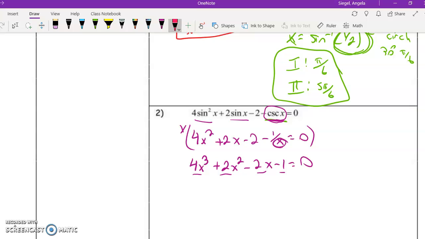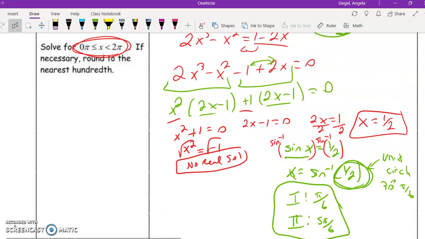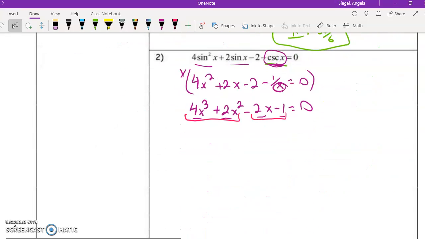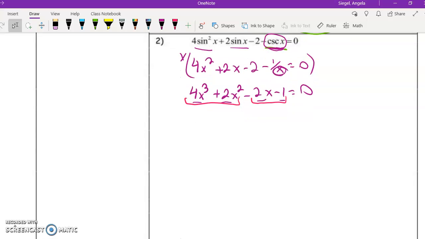Okay, so we're still going to do the factor by grouping. I think I'm going to turn you loose because this one is the same as the one up here. See if you can follow my steps up here and take it from here. I'm going to push pause, come back, and we'll talk about it.